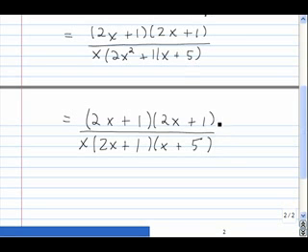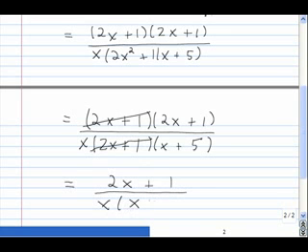So 2x plus 1 times 2x plus 1 is the top. X times 2x plus 1 times x plus 5 is the bottom. So there's one common factor among the top and the bottom, and it's 2x plus 1. So I'll go ahead and cancel that, because 2x plus 1 divided by 2x plus 1 is simply 1. Then what I have left is 2x plus 1 in the top, divided by x times x plus 5 in the bottom. Now I have no common factors among the top and the bottom, so I'm done simplifying that rational expression.